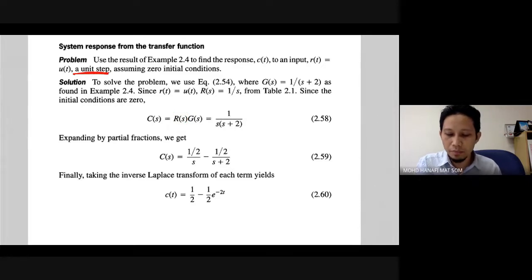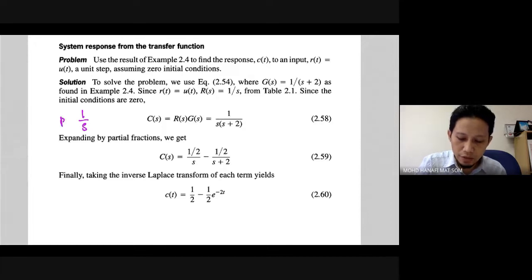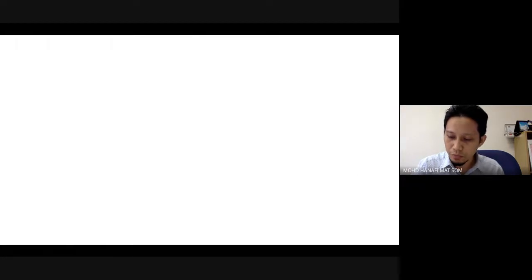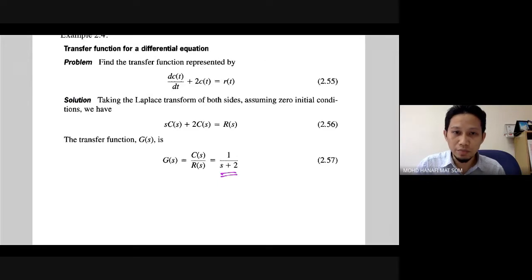In this case, R(s) is the unit step. For a unit step, you can refer to the Laplace table: a unit step is 1 over s. So in this case, our R(s) equals 1 over s. And our G(s), from the previous example, equals 1 over s plus 2.